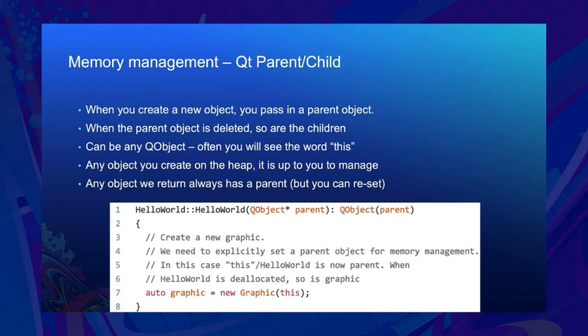So here's some basic code that shows setting a parent. We have a hello world application. It's subclassing QObject. And then on line 7, we're creating a new graphic with the syntax new graphic, and you'll see the parameter that we're passing in here. This means that the hello world application is now the parent object of the graphic. Once hello world is destroyed, the graphic will be destroyed as well.